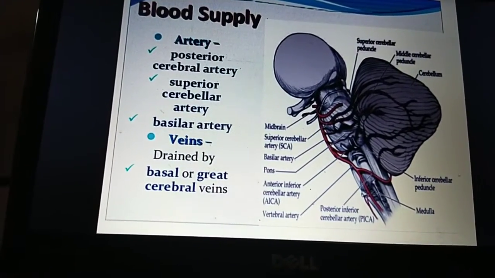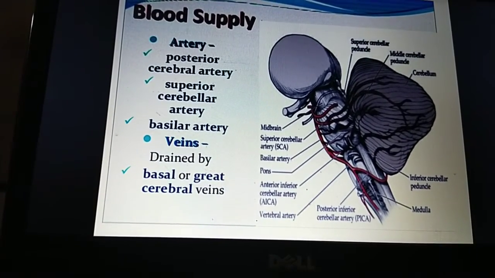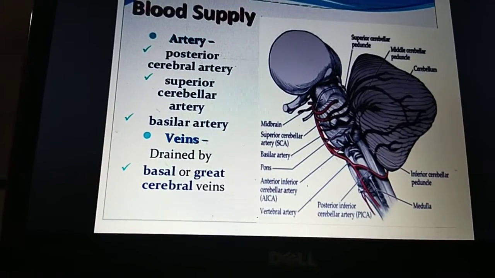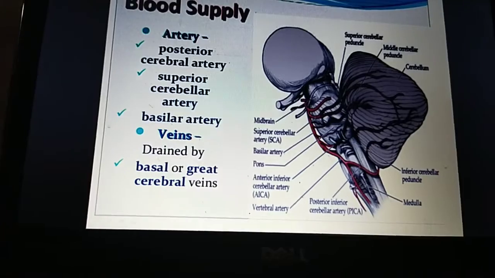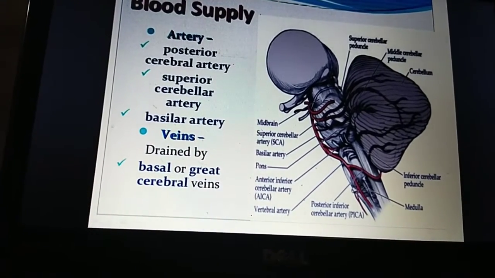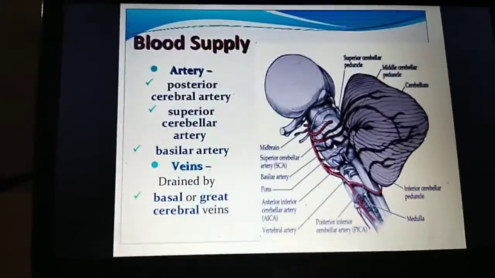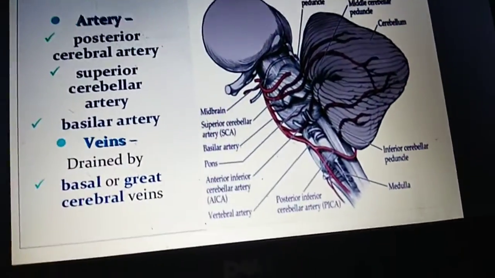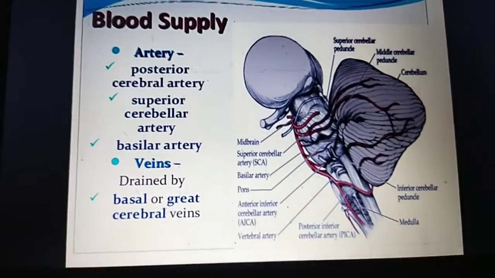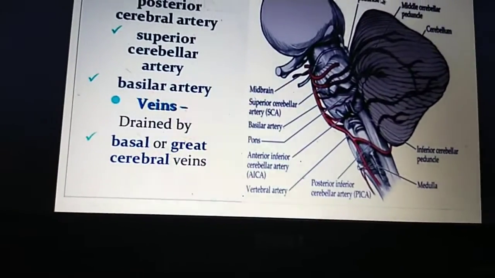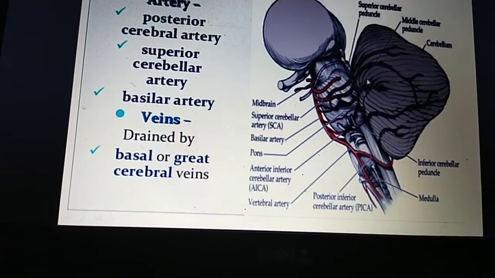Now, blood supply to the midbrain. The arteries are the posterior cerebral artery, superior cerebellar artery, and basilar artery. This is the basilar artery. The midbrain is drained by the basal and great cerebral veins. You can see here, this is the superior cerebellar artery and this is the posterior cerebral artery.